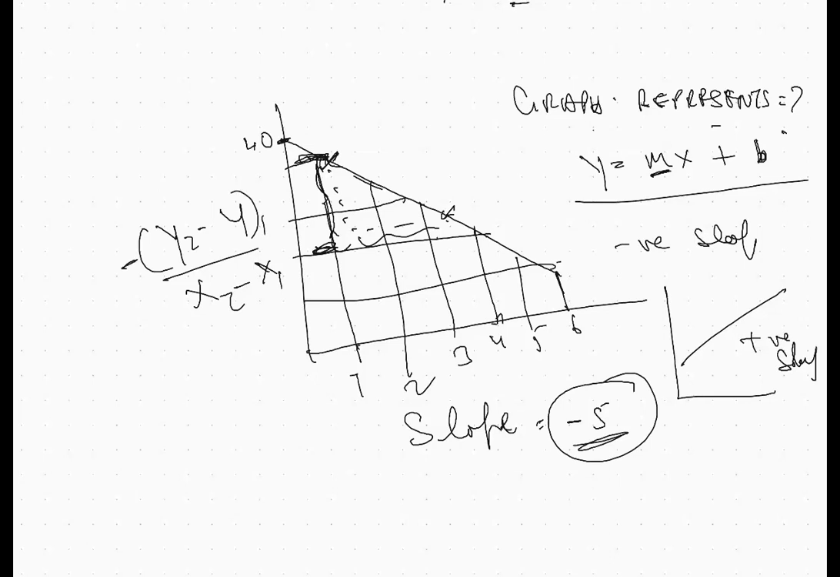All right, then they're asking about the same graph: what is the intercept? Intercept is b, where it cuts the y-axis. So the intercept is going to be 40. When they ask for the intercept, you just look at where it cuts.